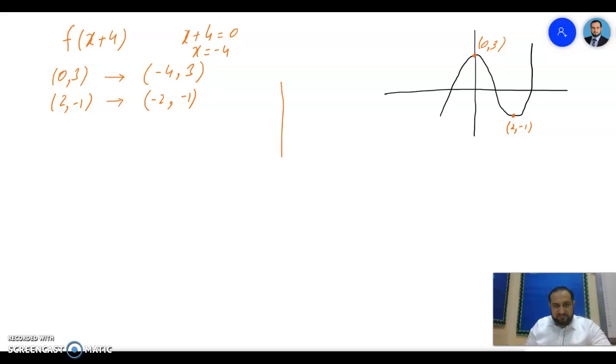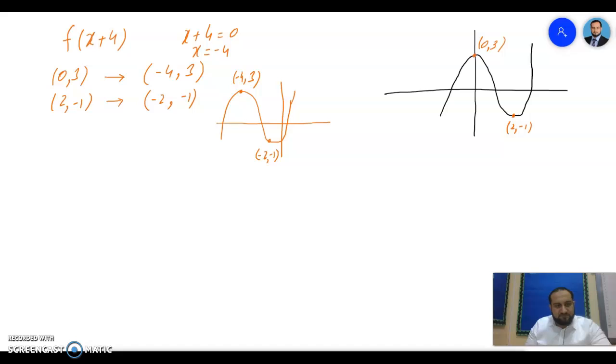And if we wish to sketch this one, it is (-4, 3), so this will be this coordinate, let's say somewhere here, and then (-2, -1). So it will look like this. We just need to mention these coordinates, the turning points. So this is the horizontal translation.